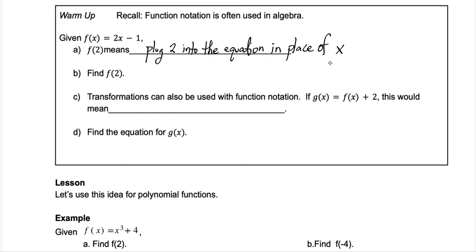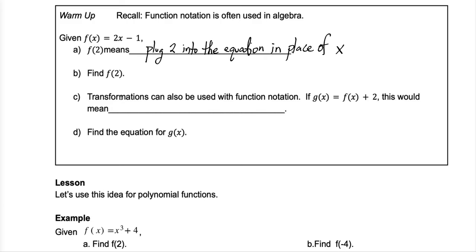Bailey, how do we find f of 2 then? Can you find it? You guys literally just talked to each other about it, though. It's the same question. Let's just plug it in.